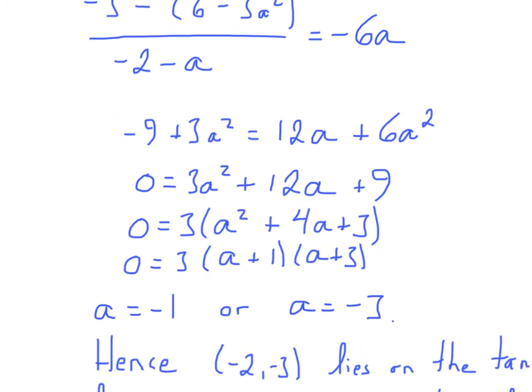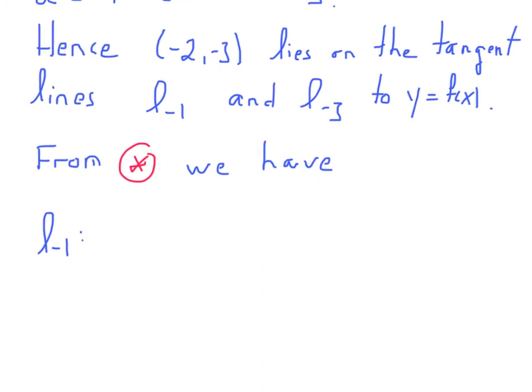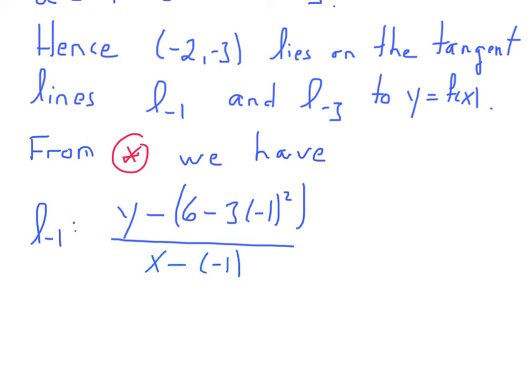Okay, and you can write it down yourself. You probably have it right in front of you because I'm sure you're taking notes or maybe doing it yourself. L sub minus 1 is y minus 6 minus 3 times minus 1 all squared, so replacing that a by minus 1, divided by x minus 1 equal to minus 6 times minus 1. And this, if we simplify it, looks like y minus 6 minus 3 in brackets, which is 3, equal to, I've got x plus 1 in the denominator, multiplying by 6. So we'll have 6x, in fact, plus 6.